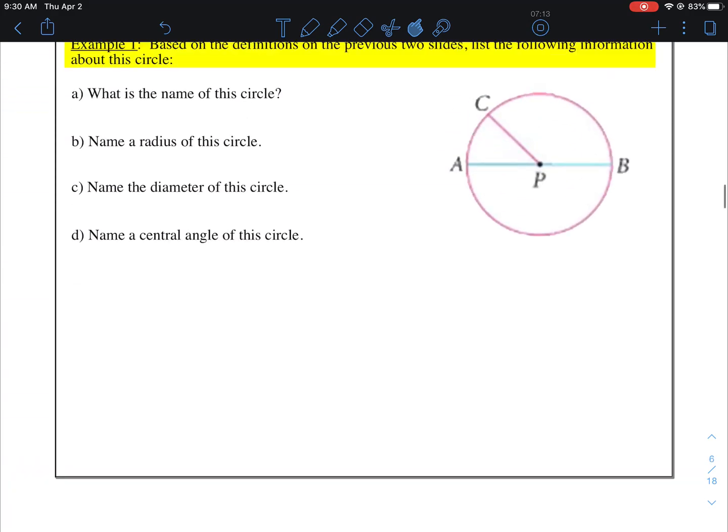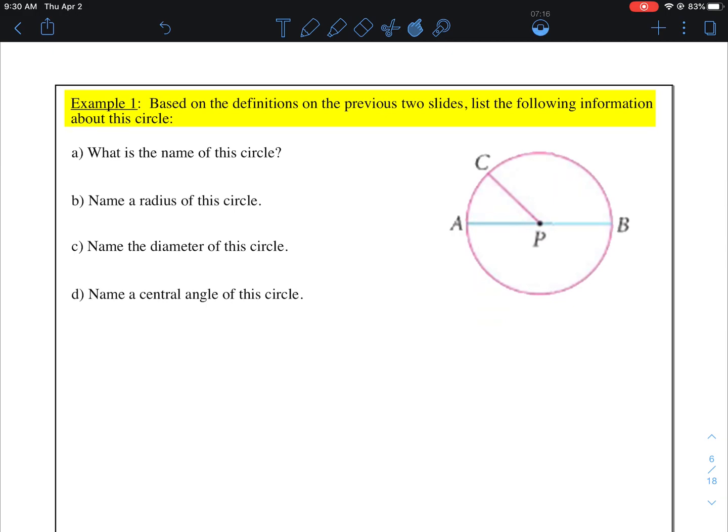All right, so starting up here, it says, can you name the circle? Now, you don't get to name it like Joe. You have to name it by its center. So you would call this circle P. Name a radius. There's more than one. I'll name them all. Notice they all have to have P in them. You have to start at P, the center. So PA, PC, PB. Name the diameter. In this case, that would be AB, the one segment that goes from side to side through the center. And name a central angle.